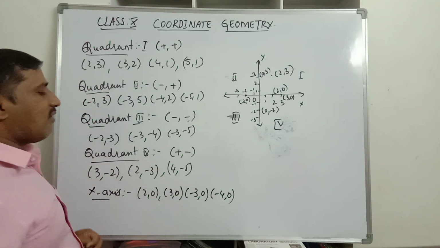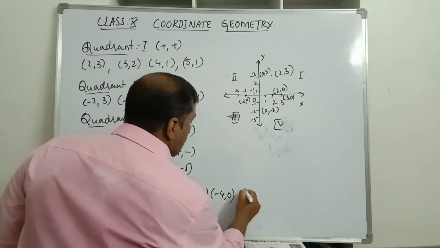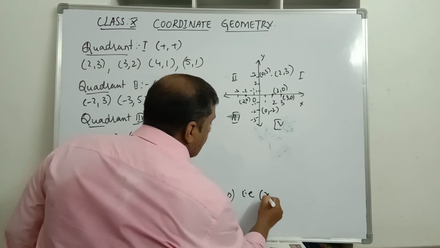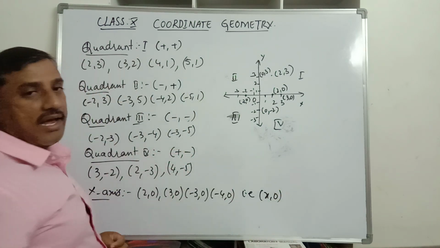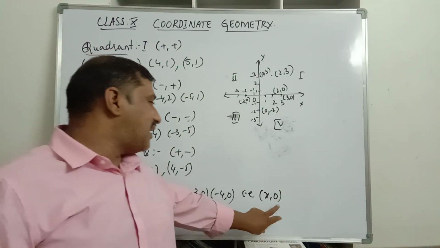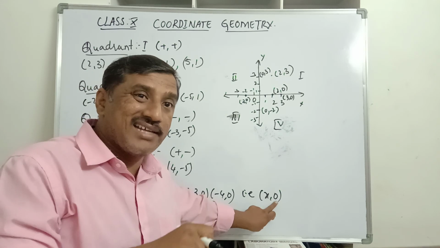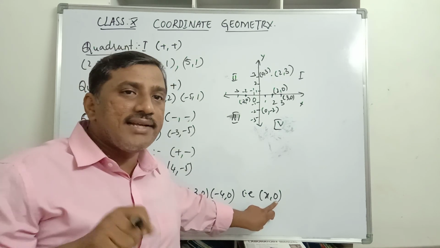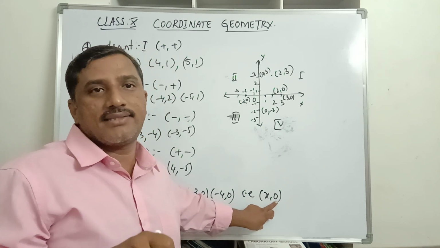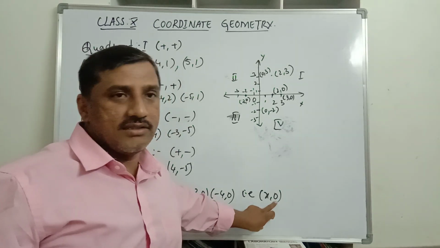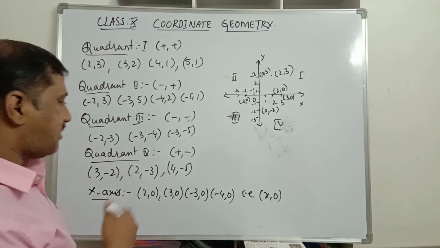So, in general, what we can say is that (x, 0) is the point on the x-axis. It means y is always 0. A point on the x-axis, its y coordinate is 0. Therefore, it is (x, 0).